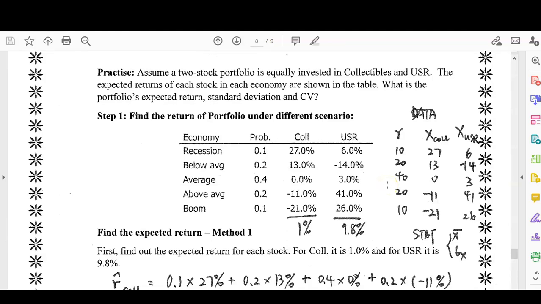We can use financial calculator. If you want to figure out what is the expected return for the 2 stocks, you can also input x. You can also input the 5 returns for collectibles multiplied by 100 as x, and 5 probabilities multiplied by 100 as y, and calculate expected return and standard deviation for collectibles. For US rubber, you can input x as return for US rubber multiplied by 100. Okay, and for y, you input all the 5 probabilities, and you can calculate expected return and standard deviation for US rubber.